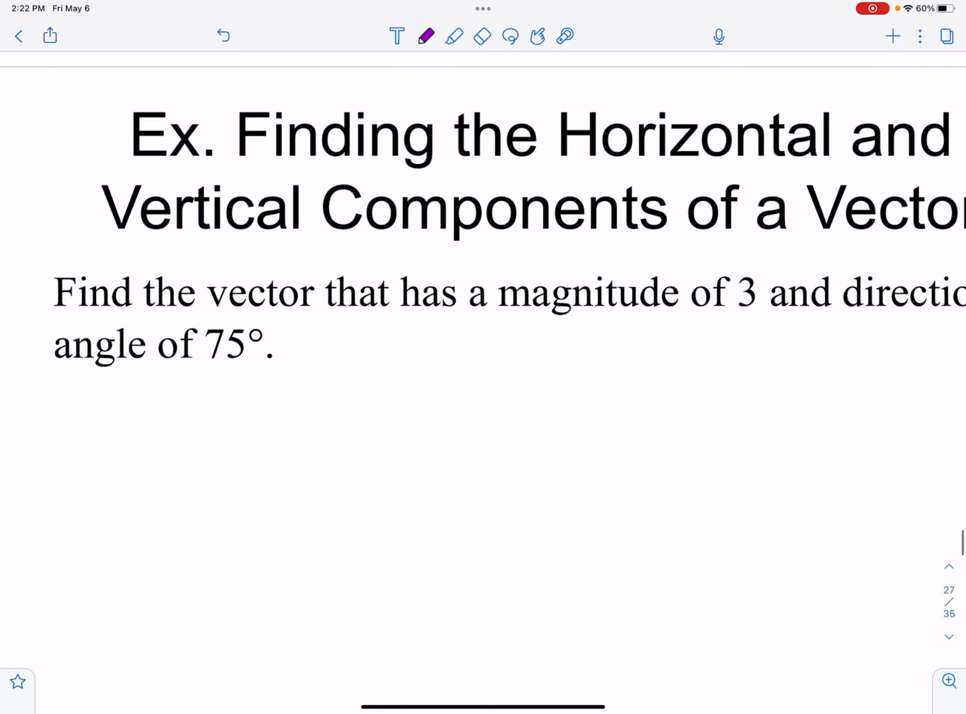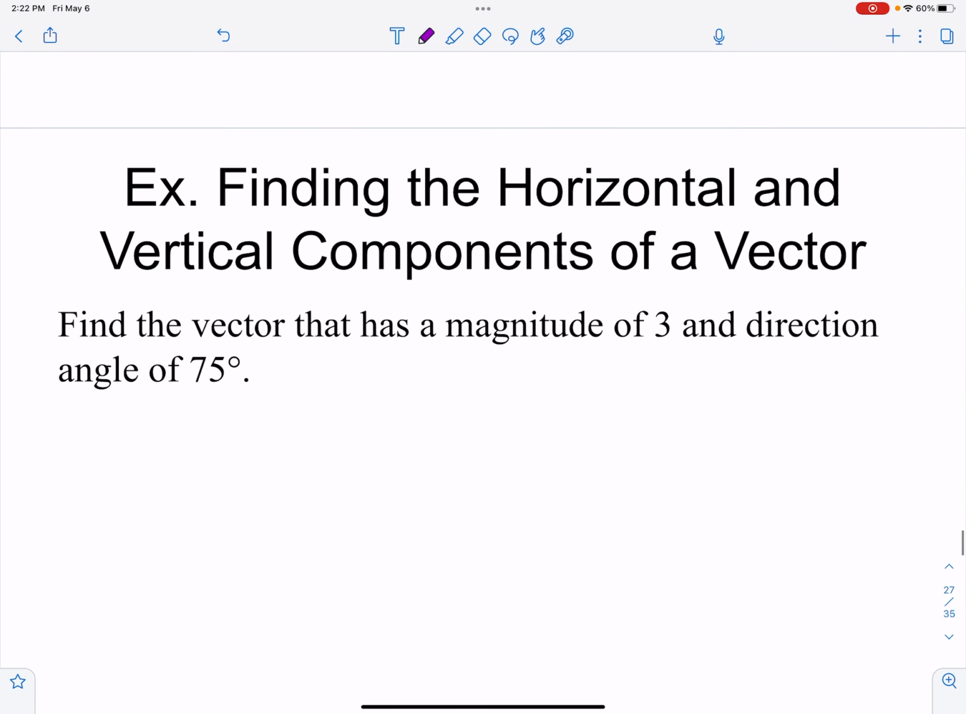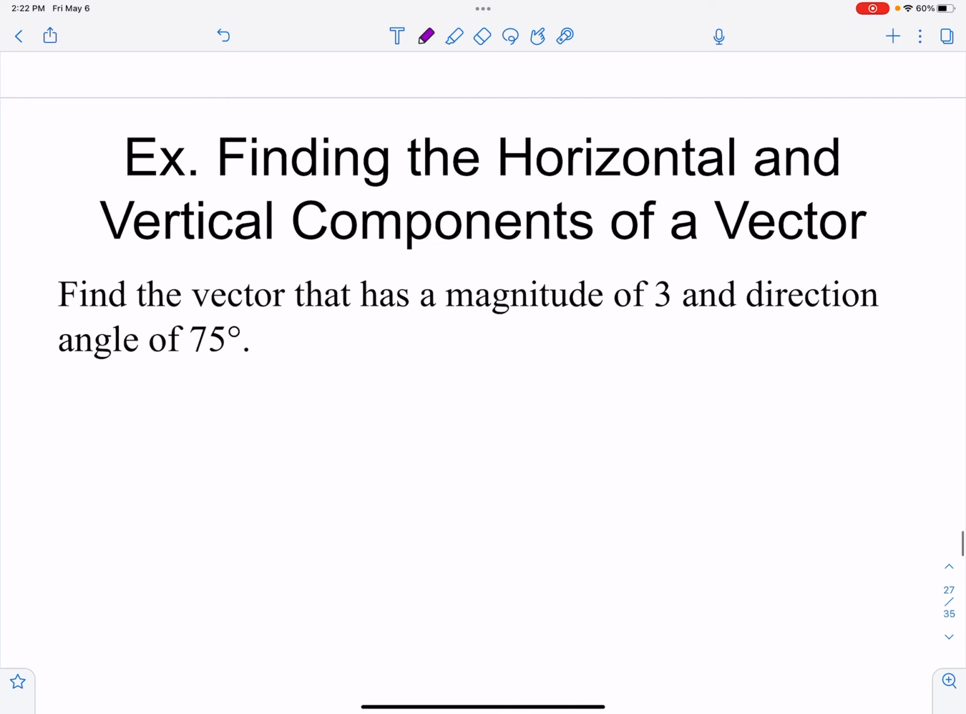So that means that if we want to find a vector that has a magnitude of 3 and a direction angle of 75 degrees, we can write that vector as 3 times cosine of 75 degrees, comma, 3 times sine of 75 degrees. Now, 75 degrees is not on the unit circle, so we can't simplify this any further.